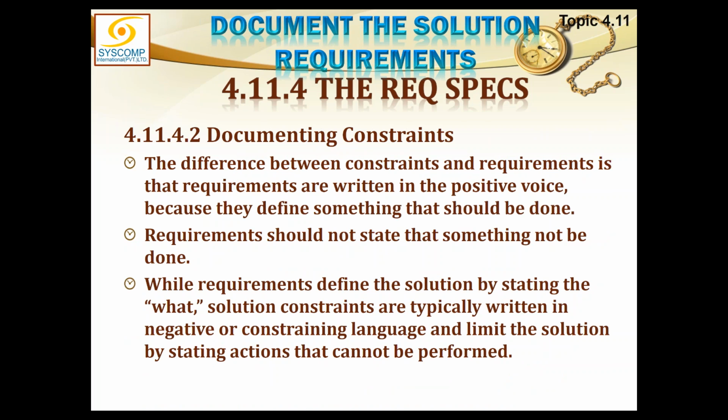The difference between constraints and requirements is that requirements are written in the positive voice because they define something that should be done, and requirements should not state that something cannot be done. If you want to say that a table cannot be made, that could not be the requirement. Requirements define the solution by stating what is to be done. Solution constraints are typically written in negative or constraining language, which limit the solution by stating this action cannot be performed.